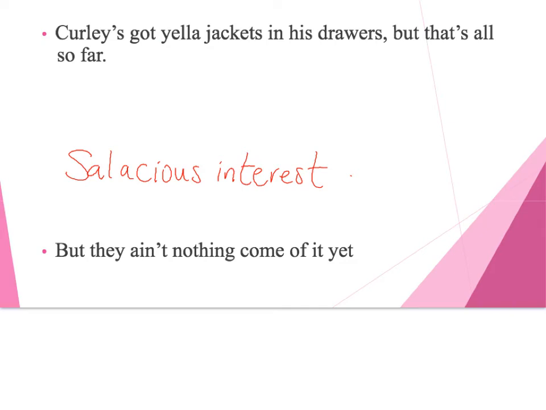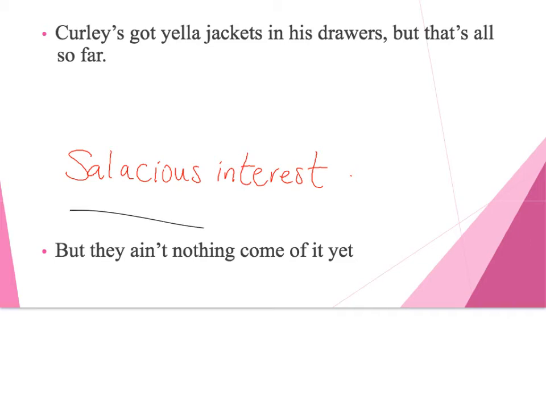Curly's got yellow jackets in his drawers, but that's all so far. Ain't nothing come of it yet. So what we have here is the idea about how Curly is anxious to consummate the relationship, but the relationship has not so far been consummated.